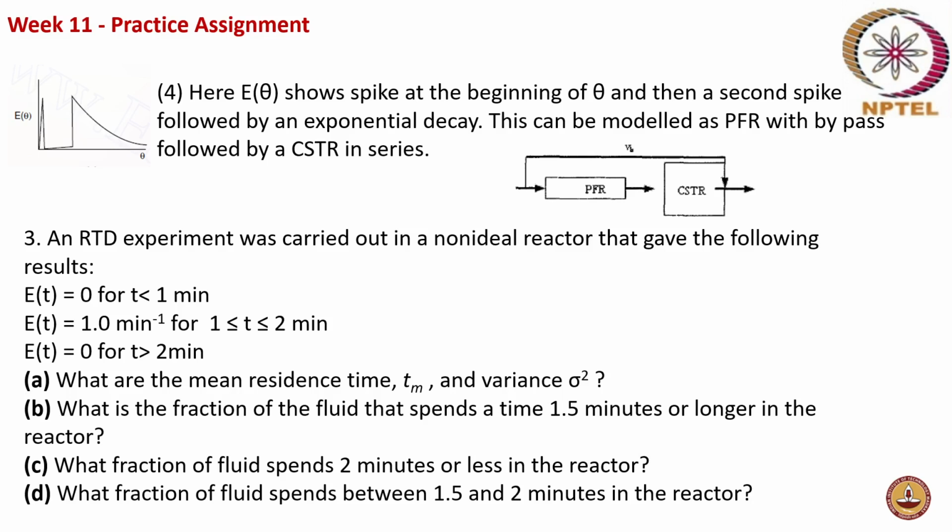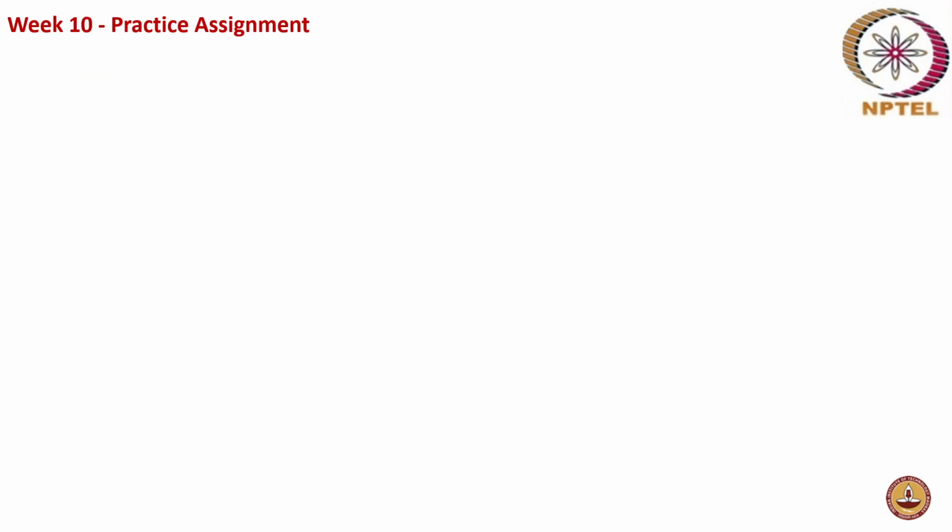So we have been given some non-ideal reactor and its RTD values, where the time range is between 0 to 1 minute, and then 1 to 2 minutes, and then 2 minutes to infinity. Now let's see how to proceed with this question.